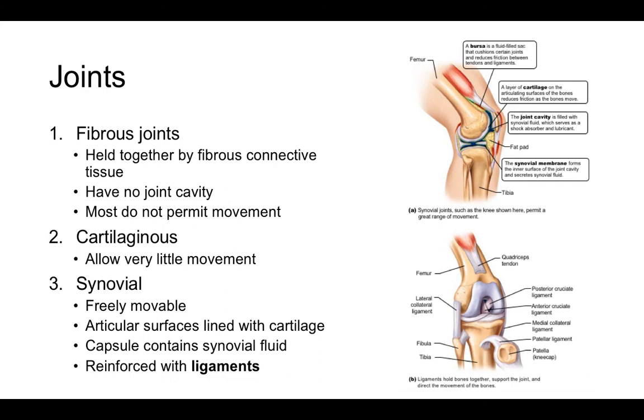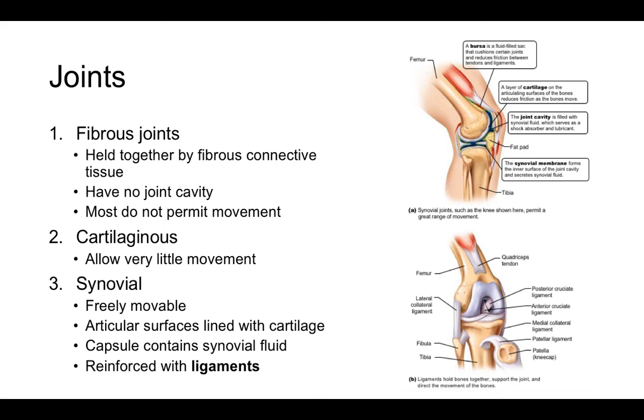And then we have synovial joints, and these are the joints that you and I typically recognize as joints. These are freely movable. Think about your fingers, your arms, your wrists, your elbow, your knees. They're freely movable. They are every articular surface. So the articular surface is anywhere where the bones meet. These are lined with cartilage to allow for a smooth movement.